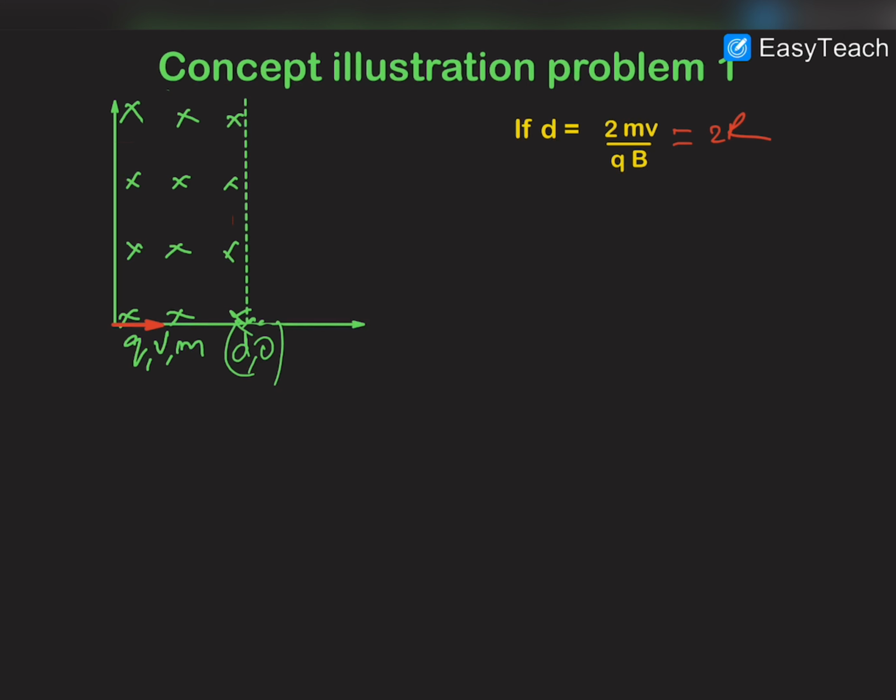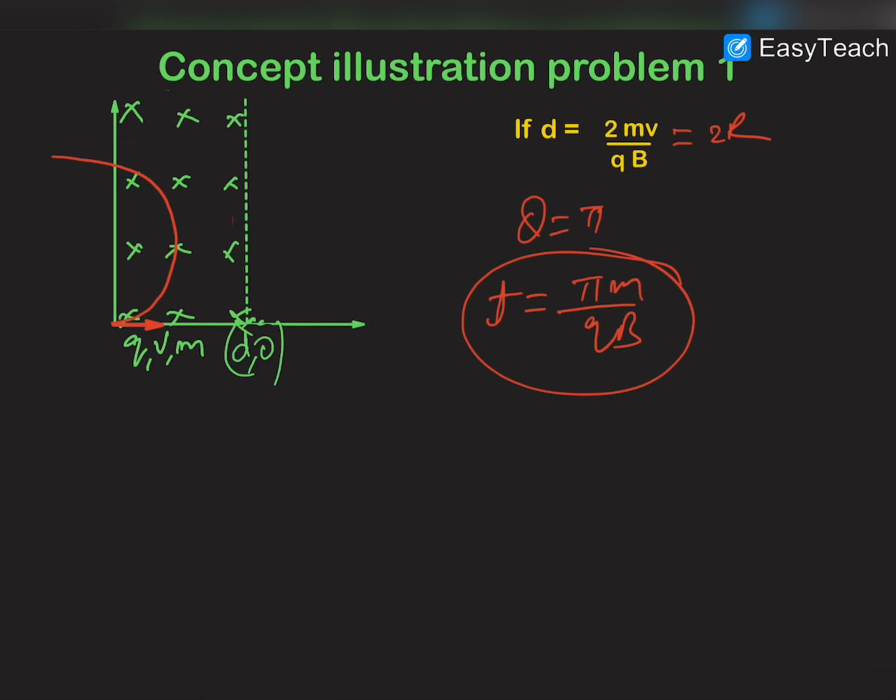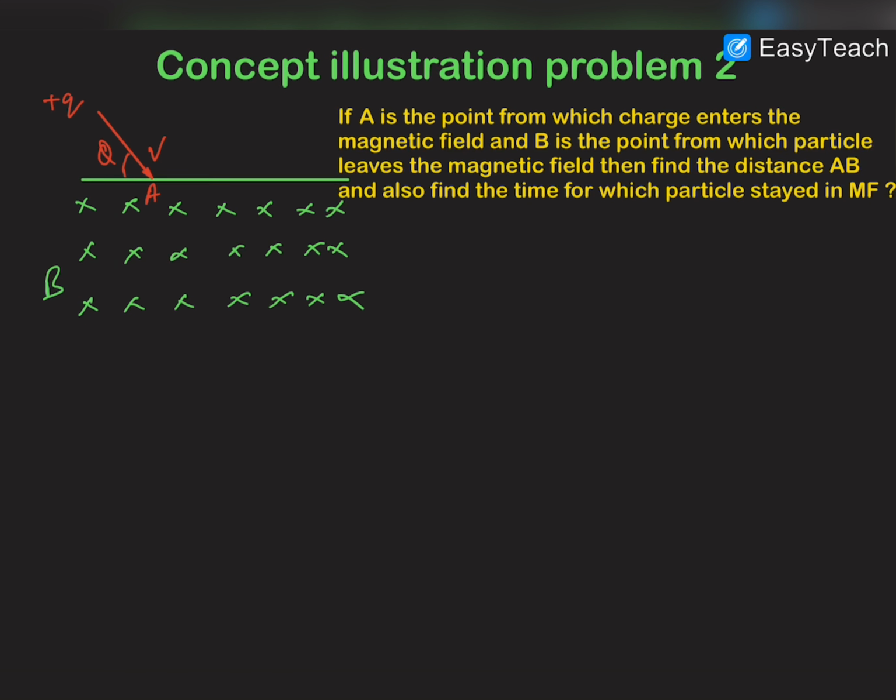like that. There would be sufficient distance r and r for this particle to turn back, and therefore theta again in this case would be pi. So the time for which it remained in the magnetic field will be the same, pi m by qB. Okay, so this was the first concept illustration problem.